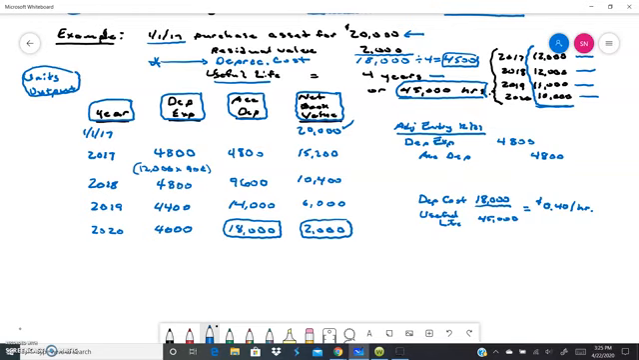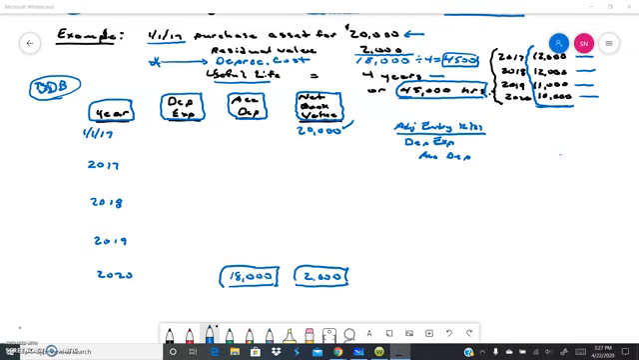So I'm going to go ahead and erase this, and we'll look at the double declining balance method. Okay, so the next method is our double declining balance. And if you remember, the double declining balance method was we're going to use a rate of 2 times our straight line rate.